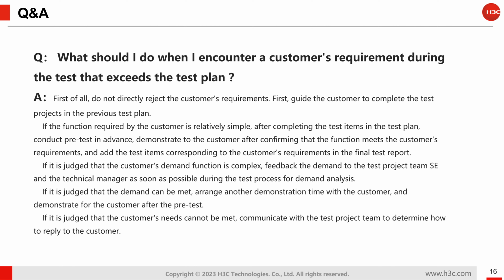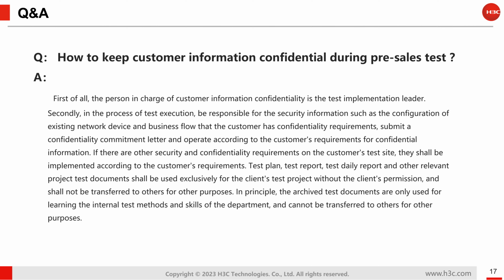If the customer's new requirement is complex, you should provide feedback to the sales engineer and technical manager for analysis as soon as possible. If this requirement can be met, you should arrange another time for demonstration with the customer after finishing pre-testing. If this requirement cannot be met, communicate with the testing project team to determine how to respond to the customer. The second question is how to keep customer information confidential during pre-sales testing.